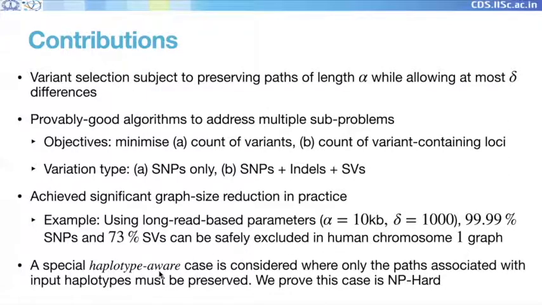Finally, we also considered an interesting special case of this problem, which only looks at the paths of the graph corresponding to given haplotype sequences. That is, while considering the paths, we don't allow any recombinations. We proved that this haplotype aware version of the problem is NP hard.